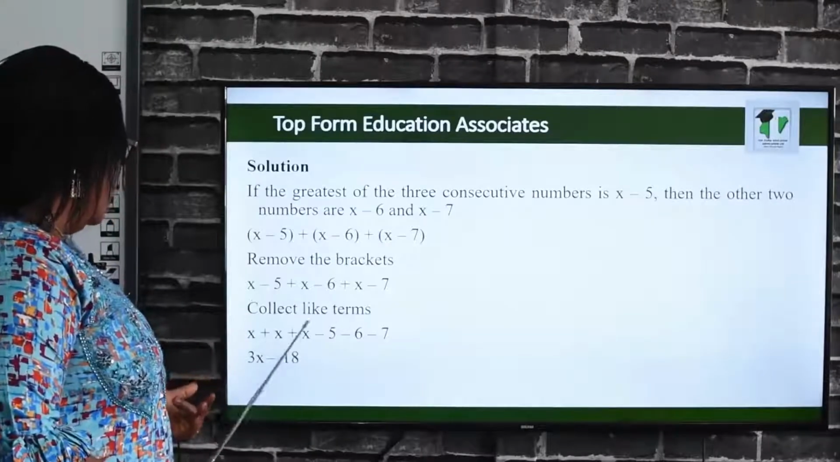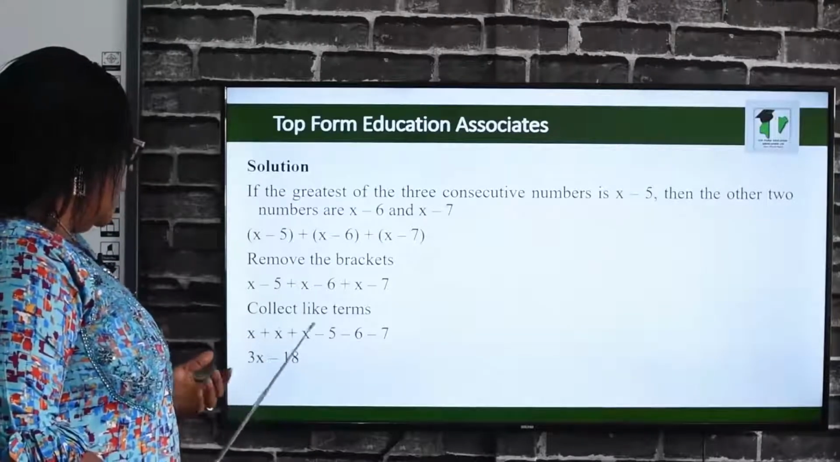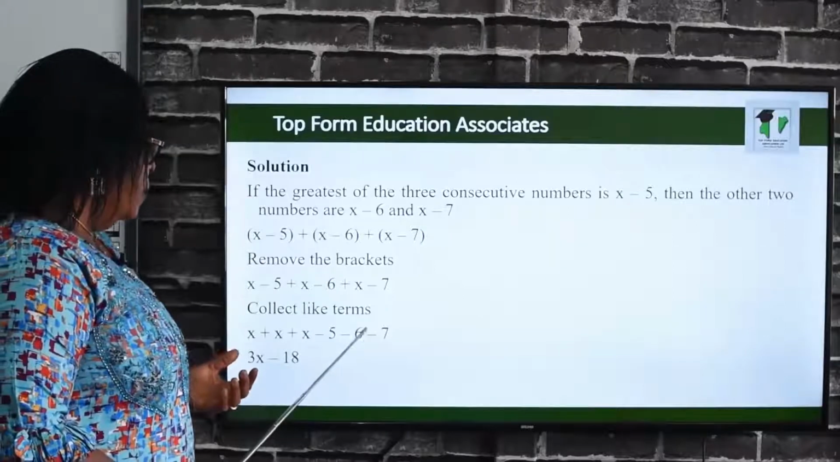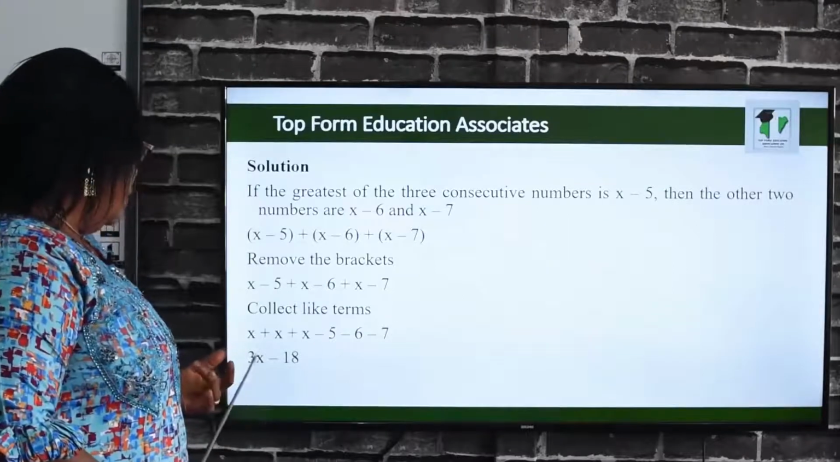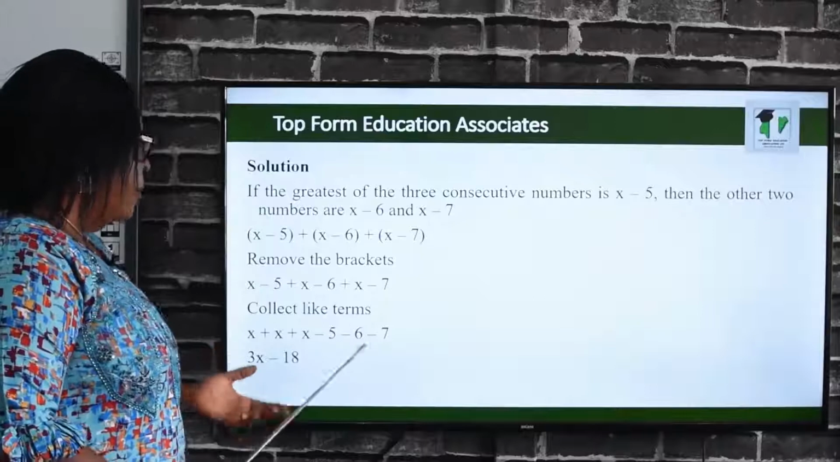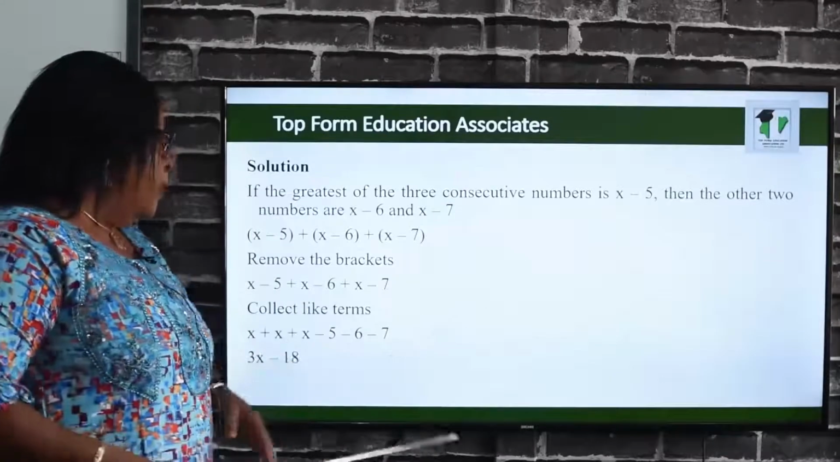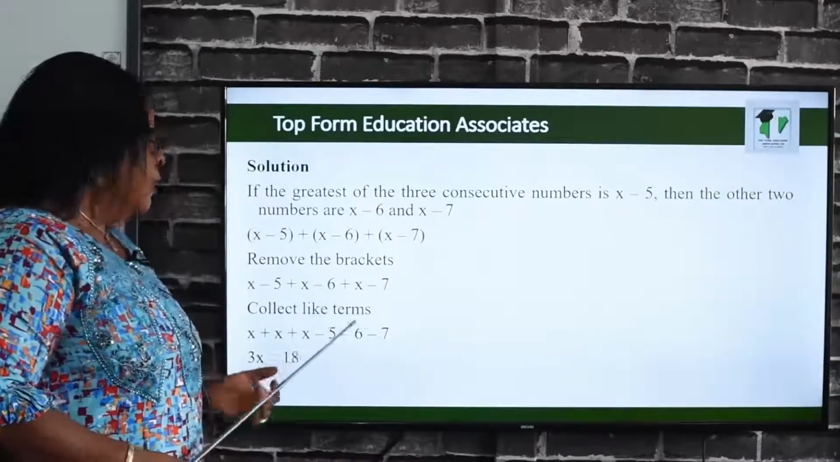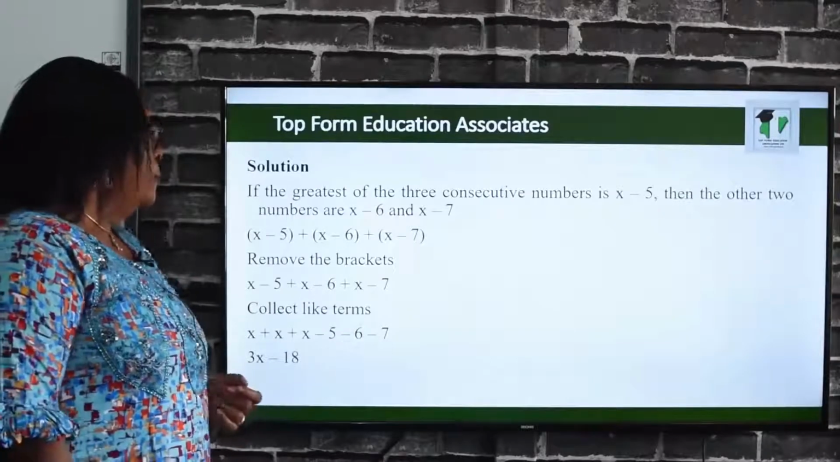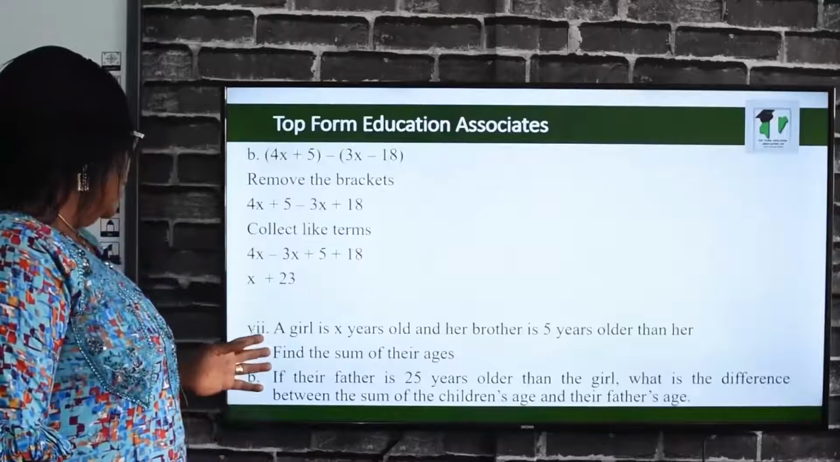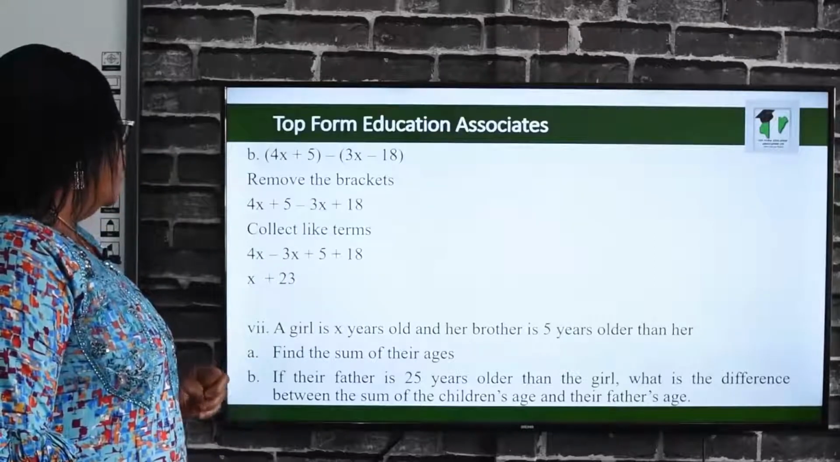So collect like terms. You have x plus x plus x, which is 3x, minus 5 minus 6 minus 7. Minus and minus and minus. Put the numbers together to get 18. Your sign remains minus. So that is the A part of the question: 3x minus 18.